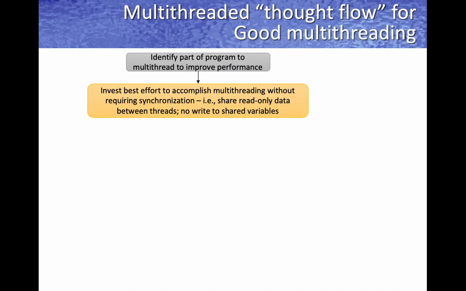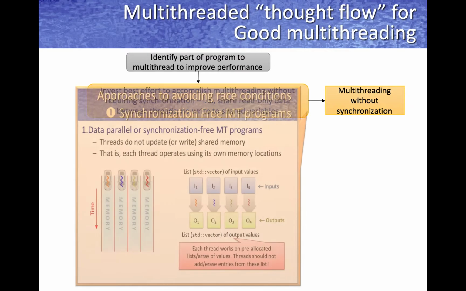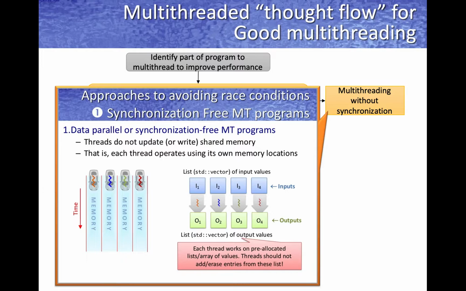So first, you should always try to invest best effort to accomplish multithreading without requiring any synchronization. Remember, synchronization essentially reduces a multi-threaded program to a single-threaded program in the critical sections. So the more critical sections you have, the slower your program will eventually be, no matter how many resources you throw at it. So the first rule of work is to try to accomplish the multi-threaded solution as a data parallel or synchronization-free method.